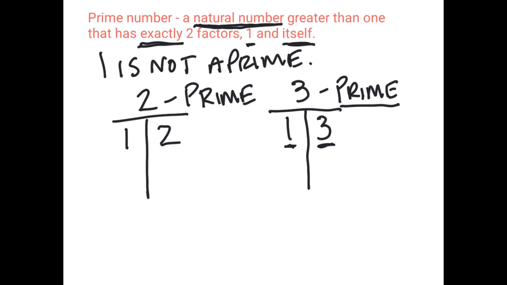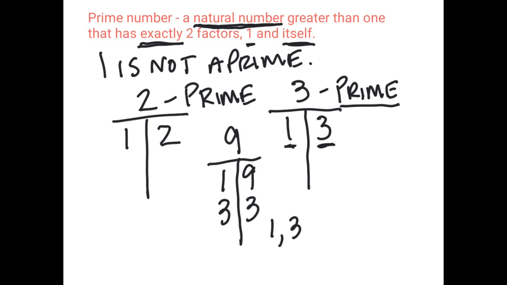But don't be fooled. Number 9 is not a prime number. It has factors of 1 and 9, and 3 times 3. So 9 has 1, 3, and 9 as its factors. And by definition, a prime number can only have 2 factors, 1 and itself. Because 3 is a factor of 9, it is not considered a prime number.